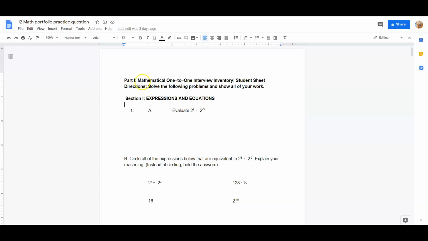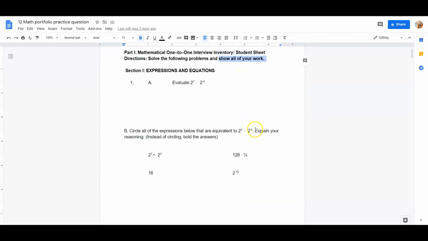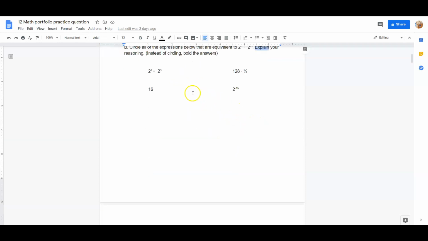So this is part one. We already did 4 other questions, but we're going to start now with the other 12 we have to do. So for part one, it says solve the following problems and show all of your work. Two key things here. You have to solve the problem and you have to show all of your work. And if it asks you to explain, you must be writing words.